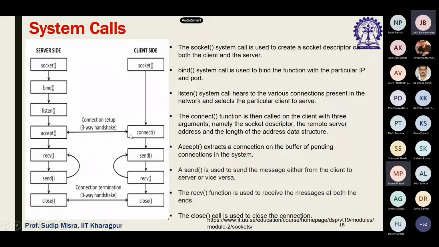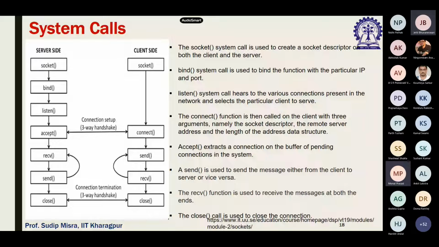Then the server has to accept that connection request. It might so happen that more than one request comes from multiple clients. If it is something called an iterative server, one by one it is going to process these requests coming from multiple clients. Okay. So then the server will extract a connection from the buffer of pending connections of the system. It will accept one of them. This buffer has all the different connection requests that are coming to it.